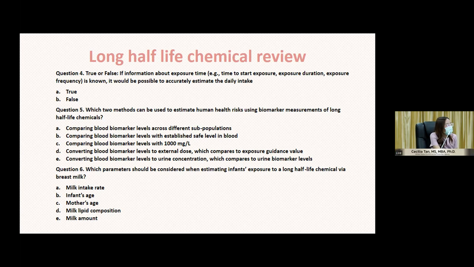Let's move to question 5. Which two methods can be used to estimate human health risk using biomarker measurements for a long half-life chemical? A. Comparing blood biomarker level across different subpopulations. B. Comparing blood biomarker level with established safe level in blood. C. Comparing blood biomarker level with 1000 milligram per liter. D. Converting blood biomarker level to external dose, which is compared to exposure guidance value. And E. Converting blood biomarker levels to urine concentration, which is compared to urine biomarker levels. This question has two answers.